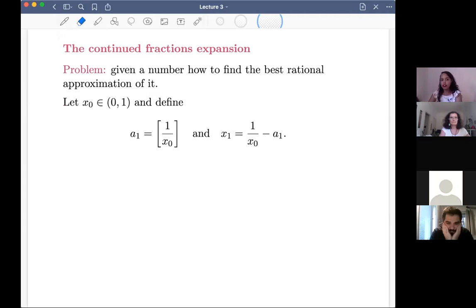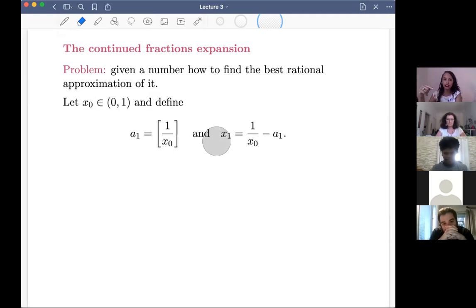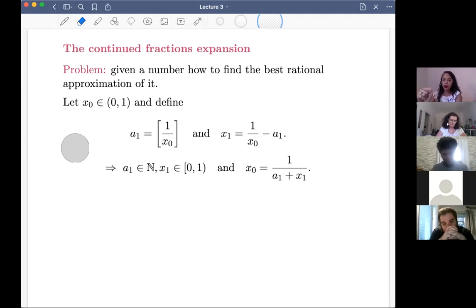What you do is the following. Start with a number x0 between 0 and 1. Then you define a1 as the greatest integer that is smaller or equal than 1 over x0. x0 is not 0, so you can divide by x0. And then you define x1 simply by taking 1 over x0 minus a1. Notice that a1 is a natural number, and x1 can be 0, and it's between 0 and 1.